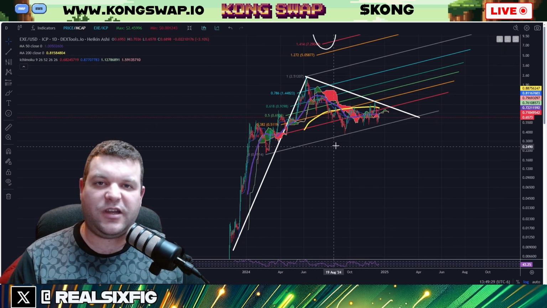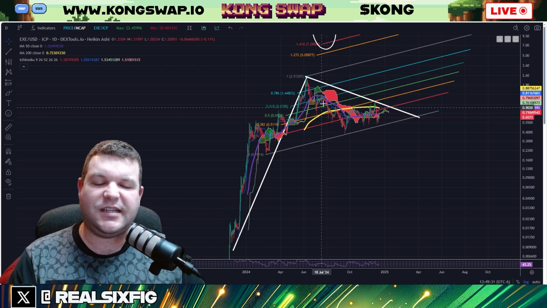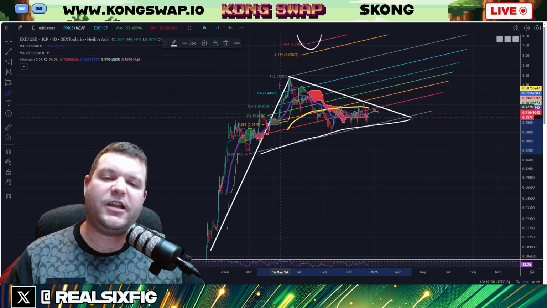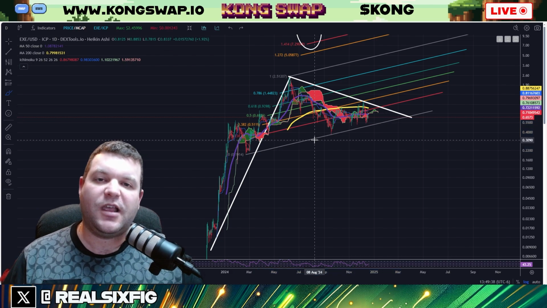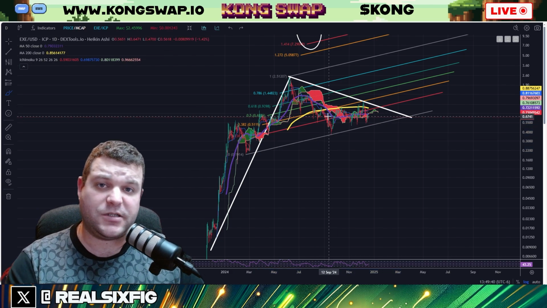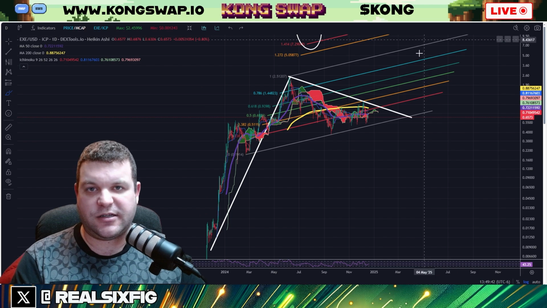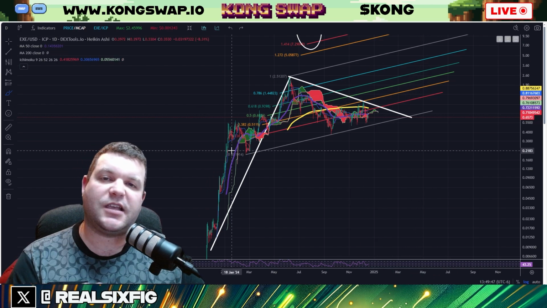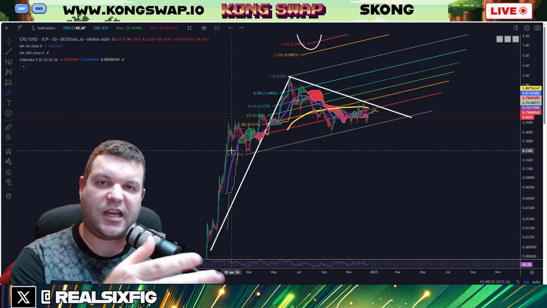Now, you'll see that we've got some interesting lines on the chart. Number one, we've got a very nice bull pennant that is formed on the EXE chart, folks. And we've got these angular lines here. These are Fibonacci channels. And this basically allows us to measure price action on a Fibonacci scale at an angular movement.